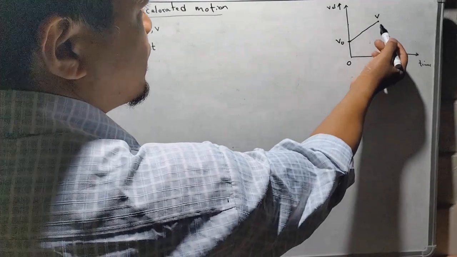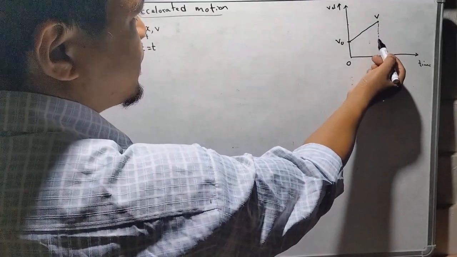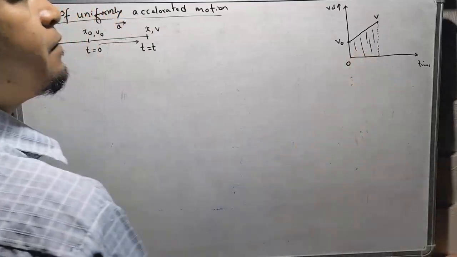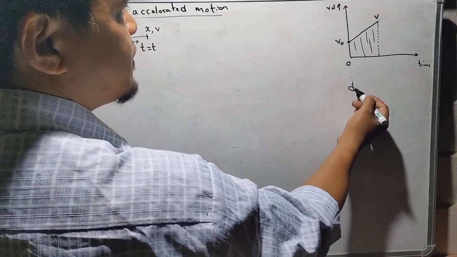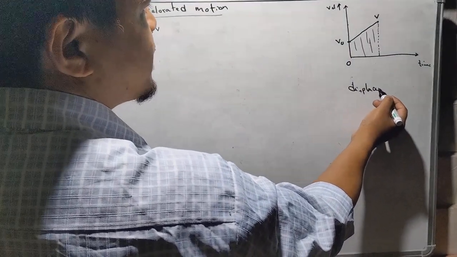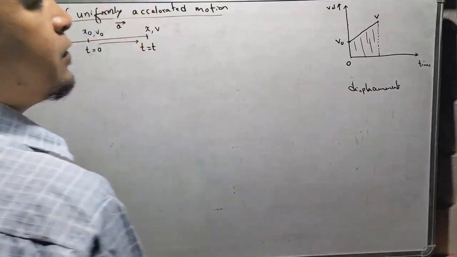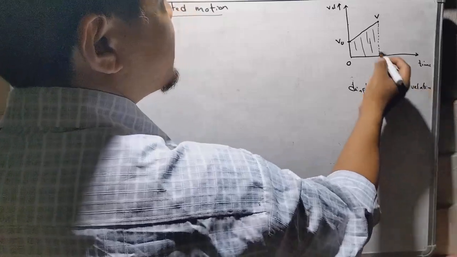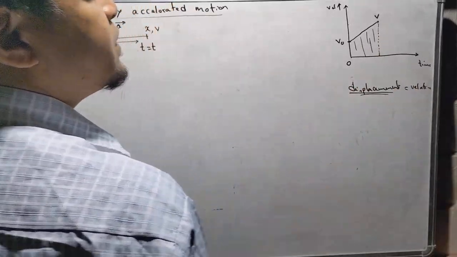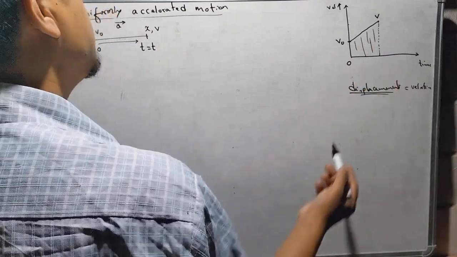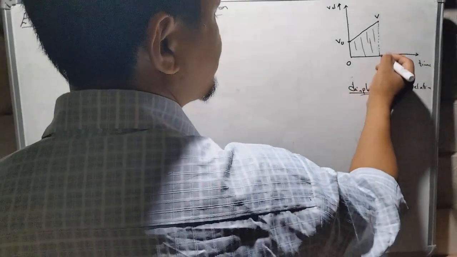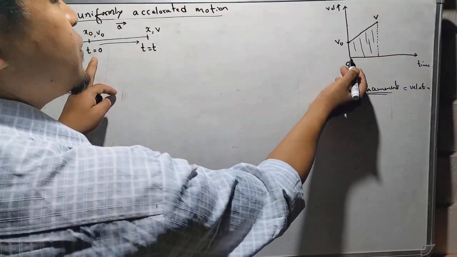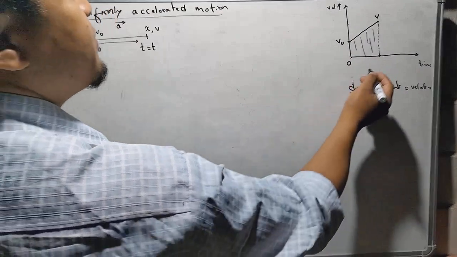Now, if I drop a perpendicular from this v onto the x-axis, then I get this area here. Now this area represents the displacement, because we know displacement is equal to velocity into time. So this area stands for the displacement, because this is velocity and this is time. This is time t equals 0, and at this point the time is small t.